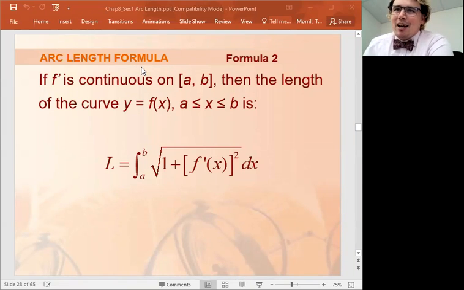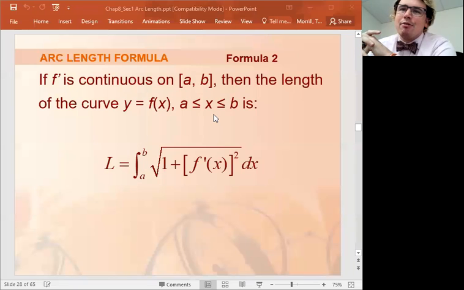So again, the arc length formula: you've got some curve, y equals f of x. You want to find how long that curve is between the x coordinates a and b. Well, then your length, capital L in this formula, is going to be the integral from a to b of the square root of 1 plus f prime of x squared, all dx.